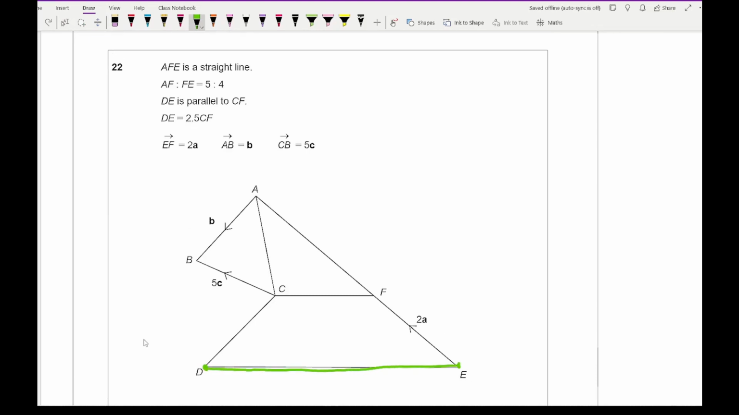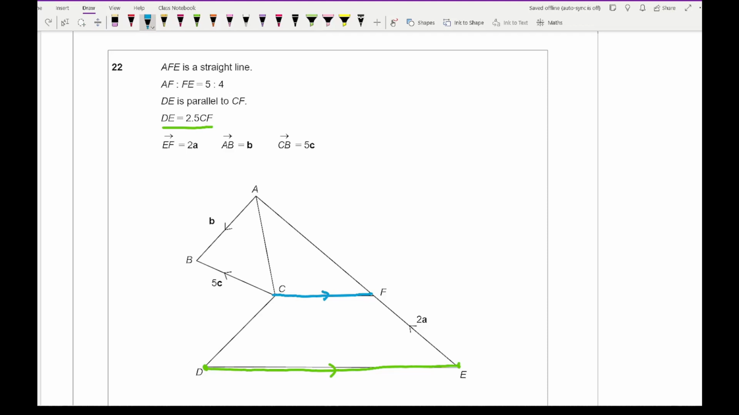Now in order to do that, using this ratio here, I need to work out what CF is going to be. Now in order to work out CF, I need to work out what AC is, and I need to work out what AF is. So let's have a look at working through this.